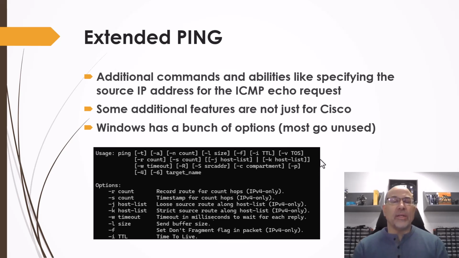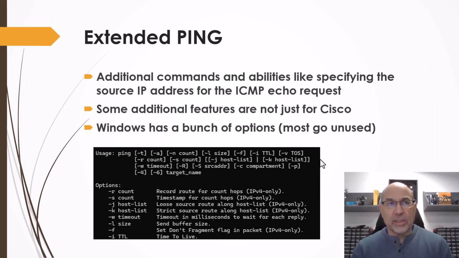I added here that there are additional features that are not just for Cisco, and the screenshot on the side of me here shows all of the possible options that you have from a Windows host or from a Linux host or a Mac host. There are piles and piles of options, but people don't use them. So for example, you can specify that you want to record the route. You can specify the hosts over which you want this traffic to travel. And so the IP header can actually expand to include a whole bunch of IP addresses that you want to use on the way out.